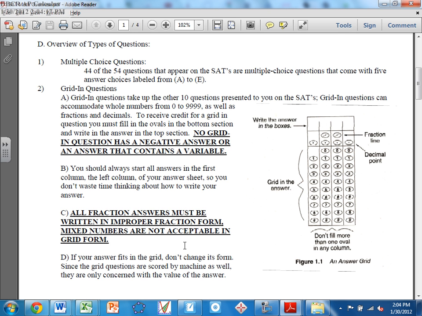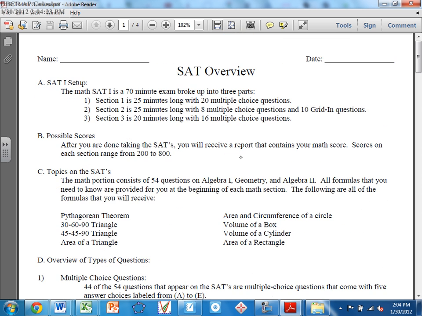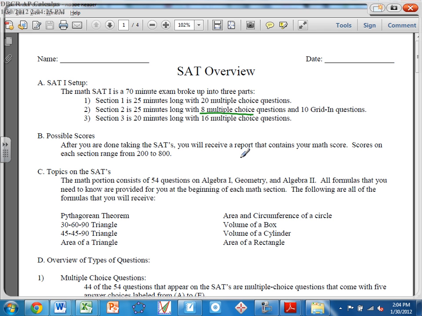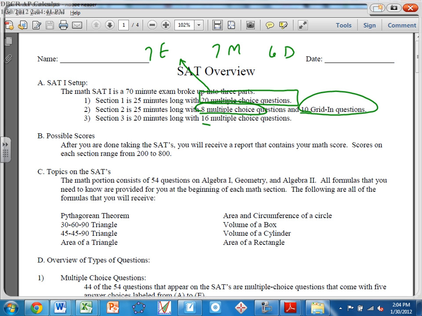For the gridded problems, what we want to consider is that in this section, we have 8 multiple choice problems followed by 10 gridded. On all of these tests, the problems range from easy to medium to difficult. Even in the first section, there's 20 problems. There might be, let's say, 7 easy, 7 medium, and then 6 difficult. And in the last section, there's 16 of them. It might look like 6, 6, and 4.